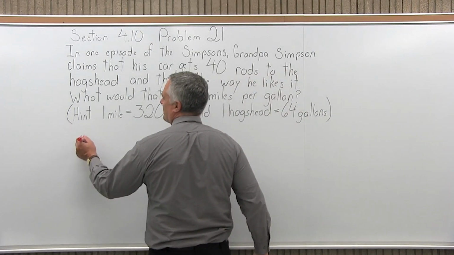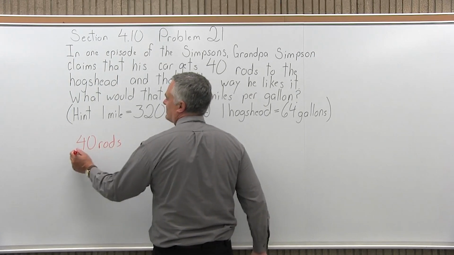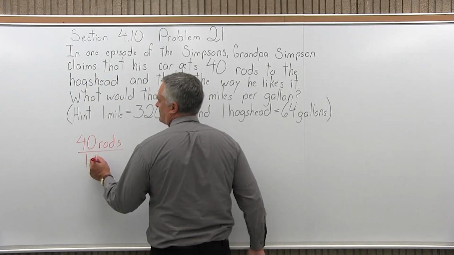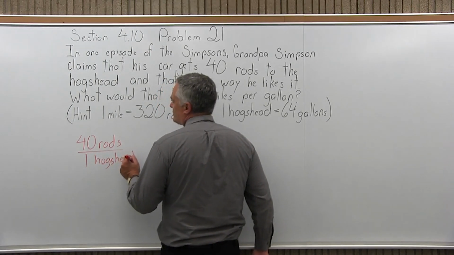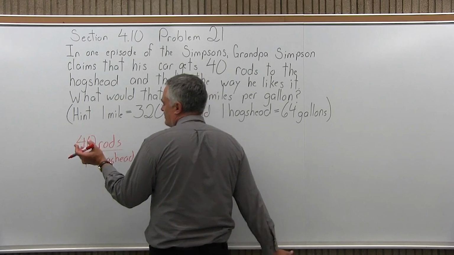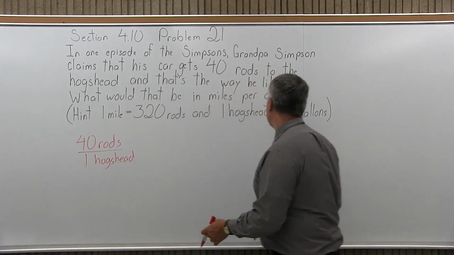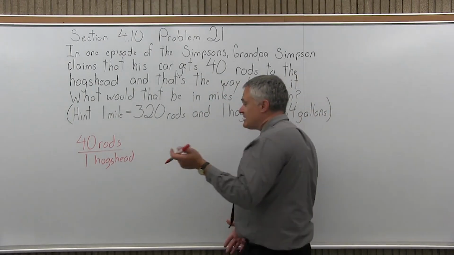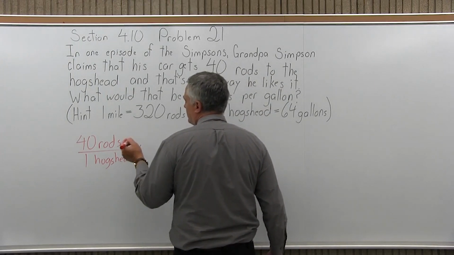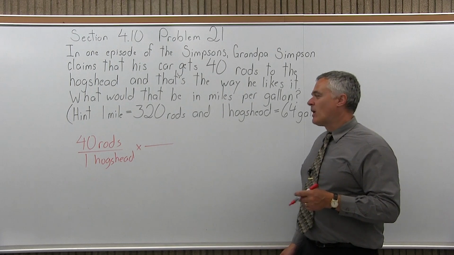So let's start with 40 rods for 1 hogshead. So his car travels that distance, 40 rods, whatever that is, and it uses this much gas, 1 hogshead. That would be like 64 gallons of gas. So, is that good gas mileage? Is it bad gas mileage? Well, let's start canceling stuff and making other more familiar units show up.